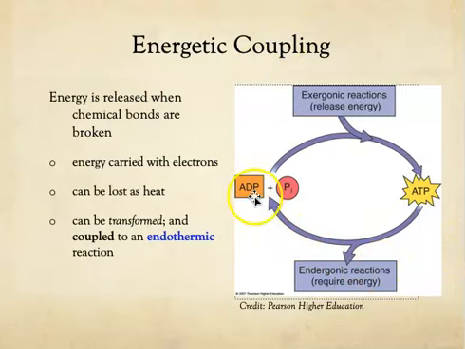And it uses it by breaking it apart right here, and then building it back up, and then breaking it apart, and building it back up. Releasing energy, storing energy. This is how cells use the ATP that they make during cellular respiration.